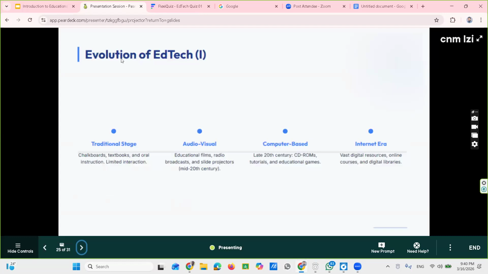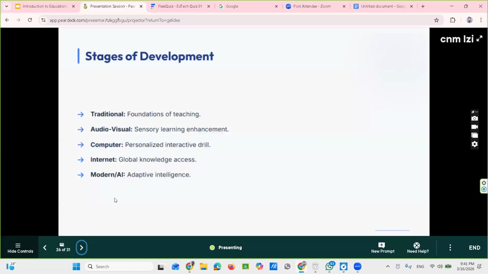Here, I mentioned earlier one of the slides in this presentation. Again, I discussed the evolution of educational technology. Here there are 4 steps: traditional, audiovisual, computer-based, internet era. Actually, now we are in the AI era. After the internet, the AI era. In the next slide, that's available. That one: traditional, audio-visual, computer, internet, and modern or AI era.